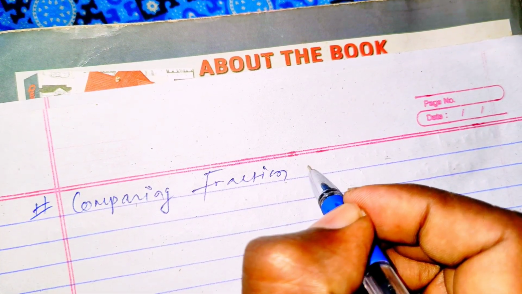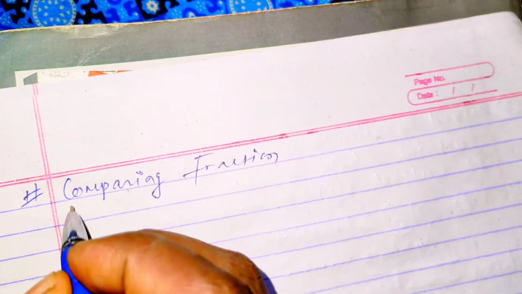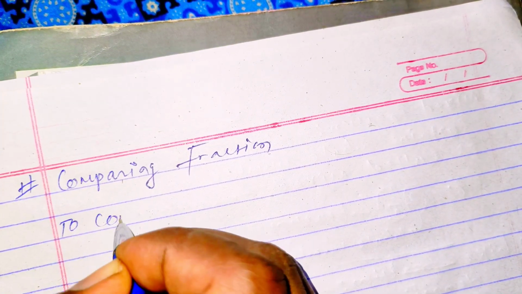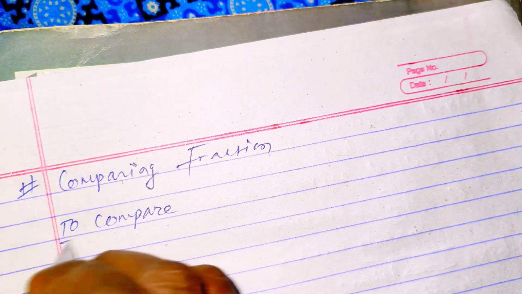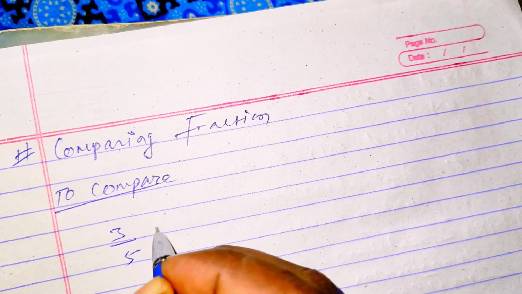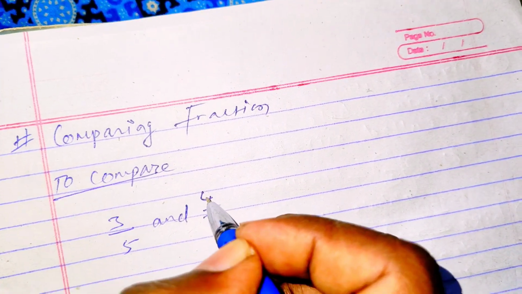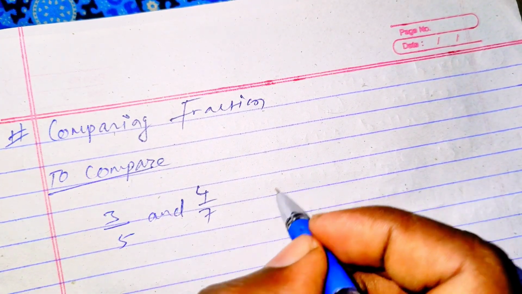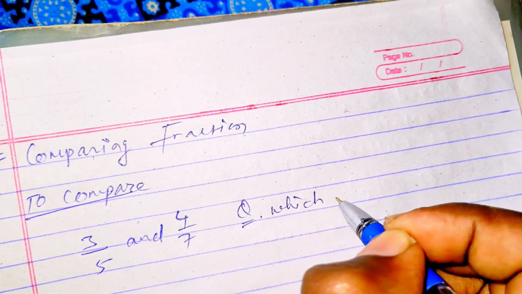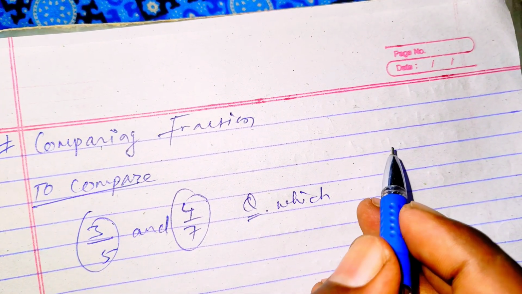Comparing fractions means finding which fraction is greater or lesser, right? Let's take an example. To compare 3 by 5 and 4 by 7, which is greater and which is lesser, that is our question, right? Let's compare these two fractions.